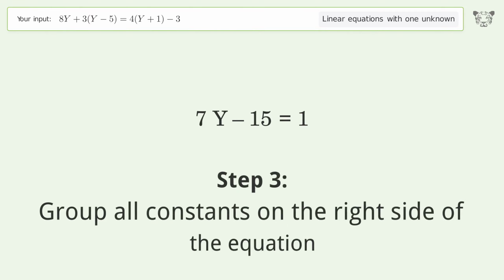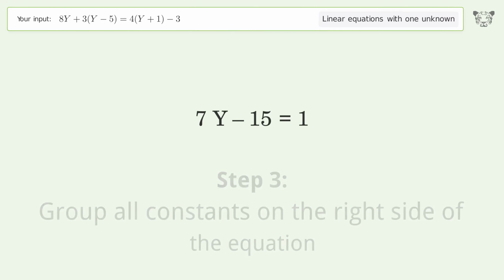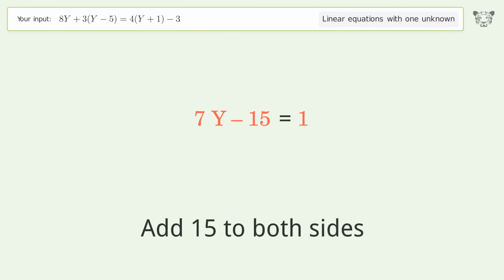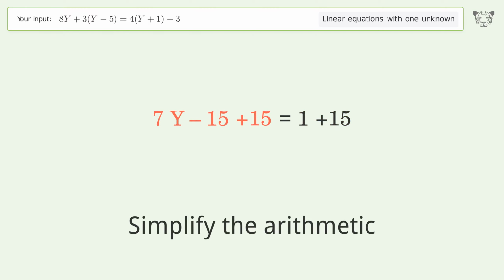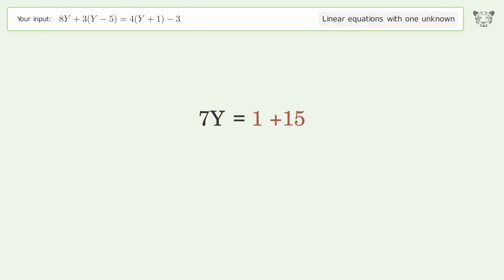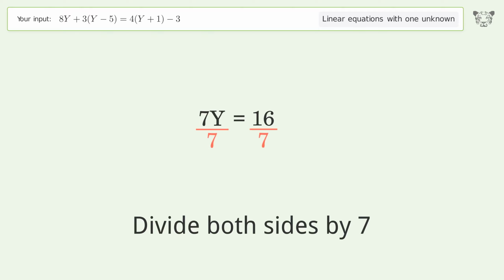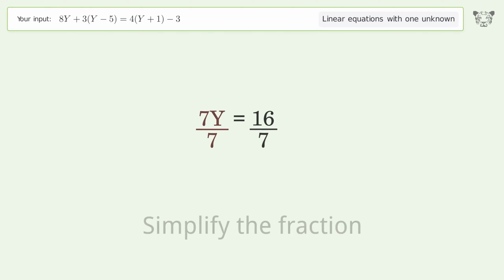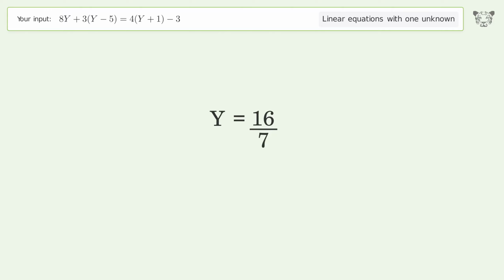Group all constants on the right side of the equation. Add 15 to both sides. Simplify the arithmetic. Isolate the y. Divide both sides by 7. Simplify the fraction. And so the final result is y=16/7.